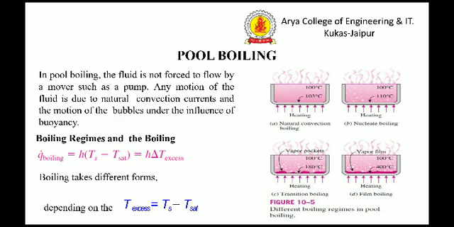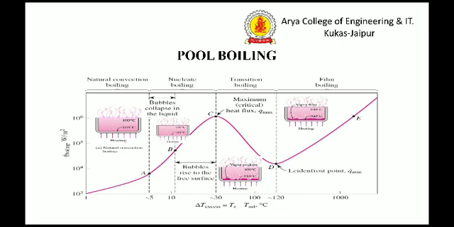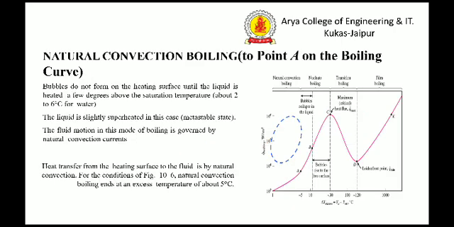Boiling regimes and the boiling curve. q boiling is given by h(Ts - Tsat). Boiling takes place in different regimes depending on the ΔT excess, which is equal to Ts minus Tsat. This is the pool boiling curve. The description of this curve will be explained in the upcoming slides. First is natural convection boiling. This zone is before point A on the boiling curve.